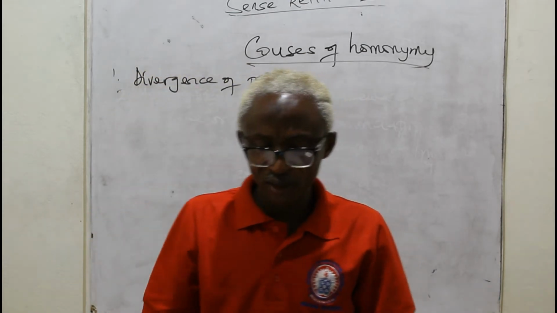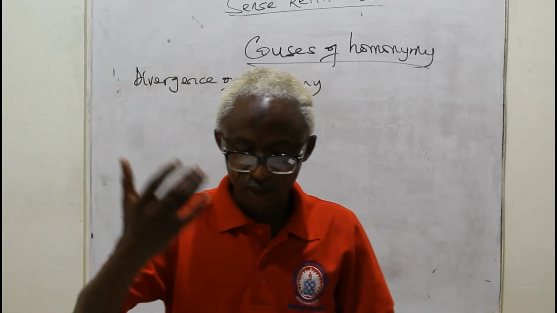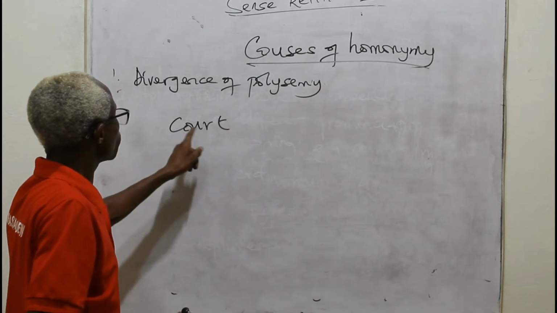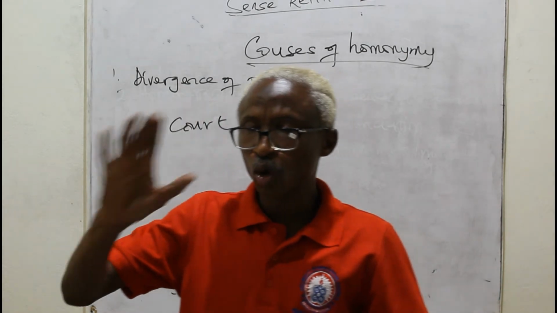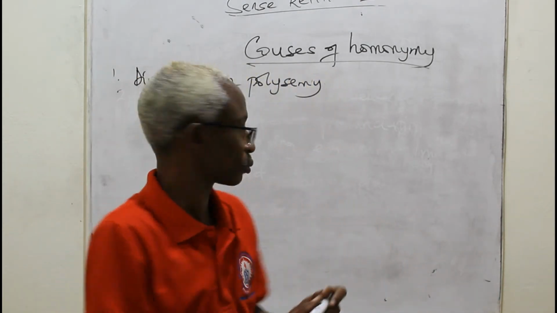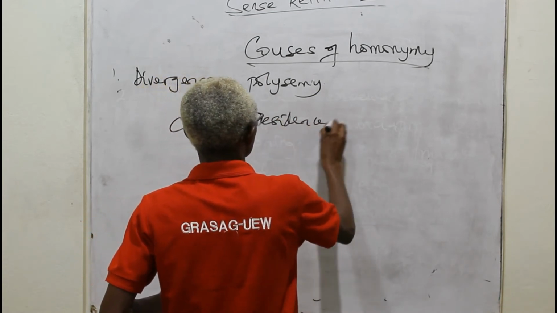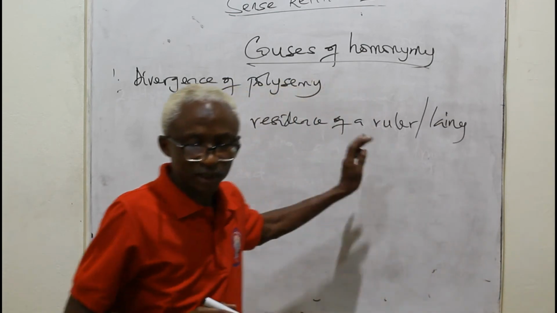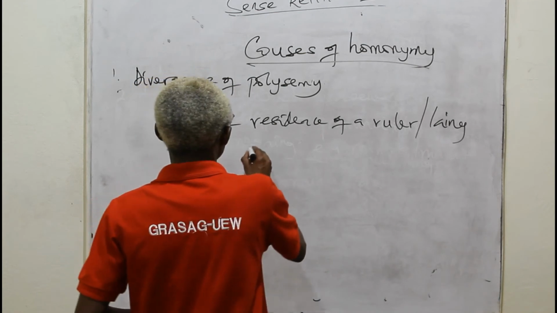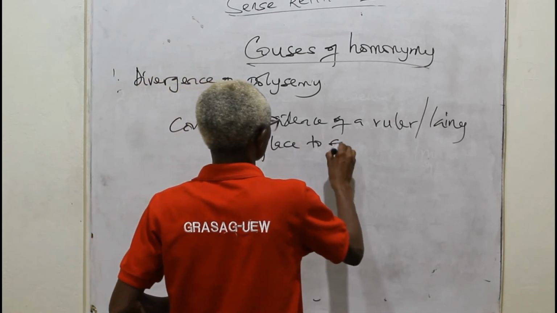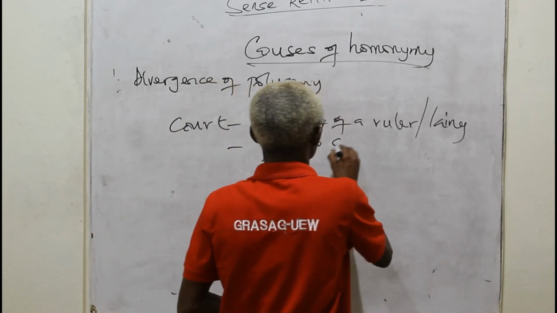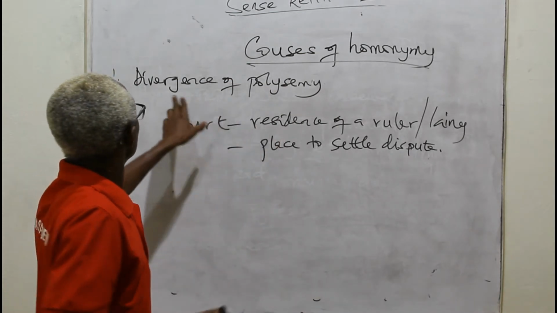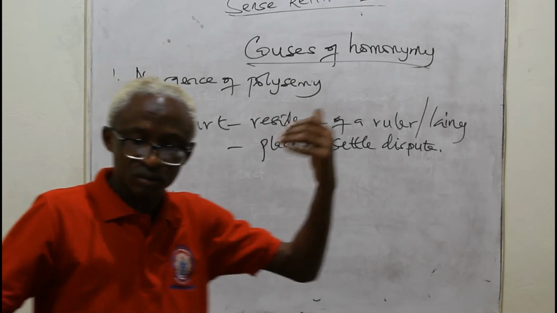For example, a word can undergo some changes in the course of time. For example, a word like court, C-O-U-R-T. When we say court, it is the residence of a ruler or king. That is one explanation. Another is a place to settle disputes. Well, you see, divergence of polysemy: one word with different meanings.